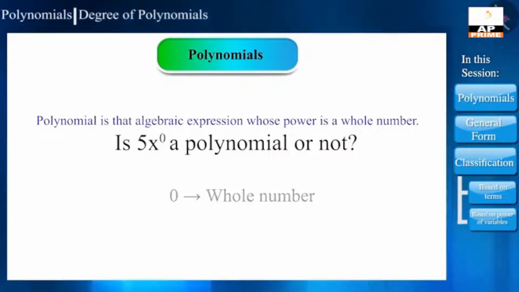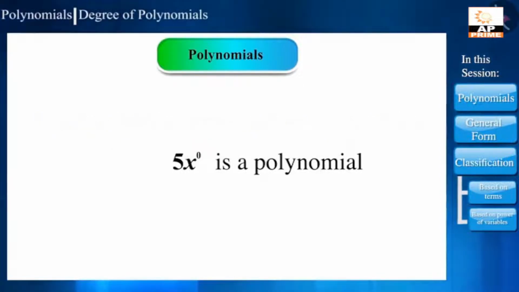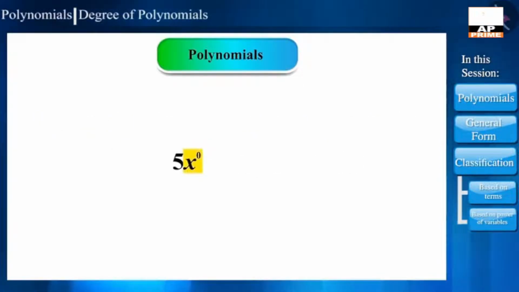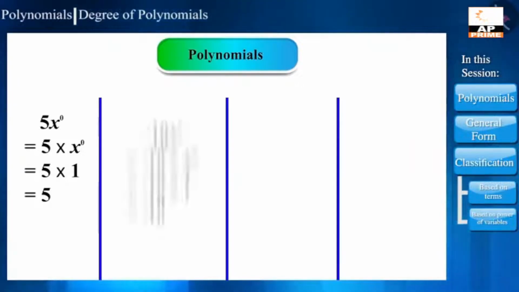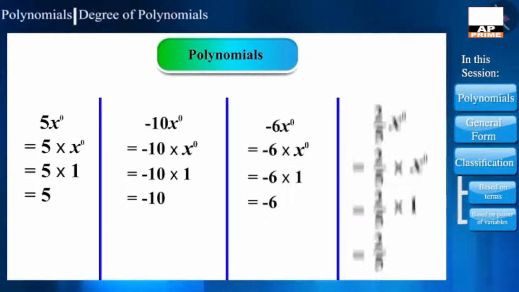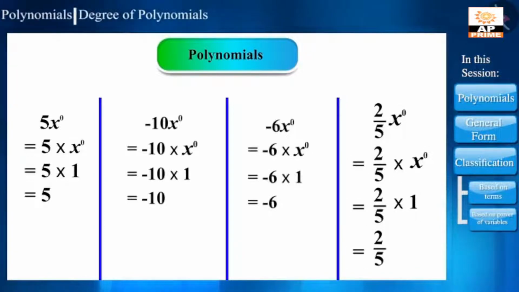The value of x to the power of 0 in 5 times x to the power of 0 is 1. That is, 5 times x to the power of 0 equals 5, means any number can be written as the polynomial with power 0. Now, this means that constant or numbers are also polynomials. They are called constant polynomial.